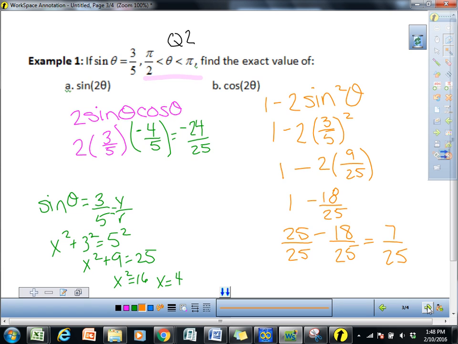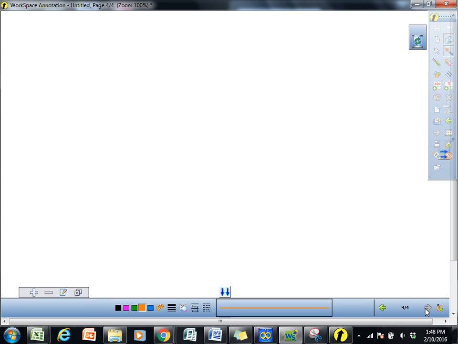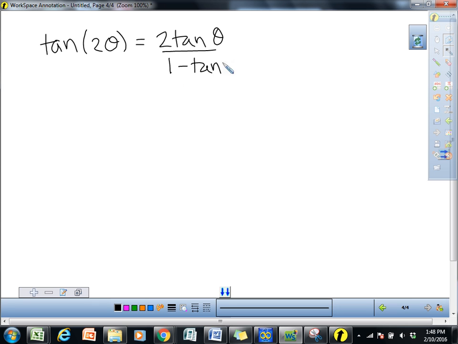Alright, let's do a tangent one now. So let's do a different problem. Let's do tangent 2 theta. So first let me give you the formula for tangent 2 theta, or double angle formula. It's equivalent to 2 tangent theta over 1 minus tangent squared theta. Alright, and let's do second example.